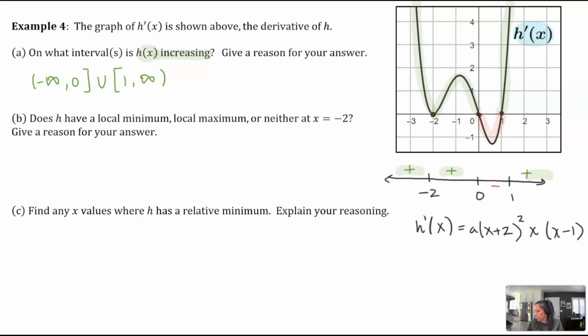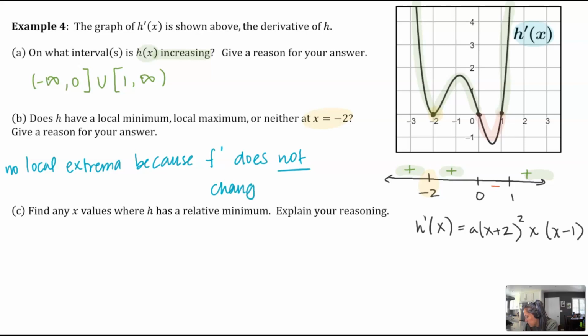Okay, does h have a local minimum, local maximum, or neither at x is equal to -2? So they're asking us to look at this specific value. And we can see there's no sign change, so it has nothing. There are no local extrema, or relative extrema, because h prime does not change signs. This means that my original function was increasing and then it's still increasing, and so that point where it went from increasing to increasing is nothing special.